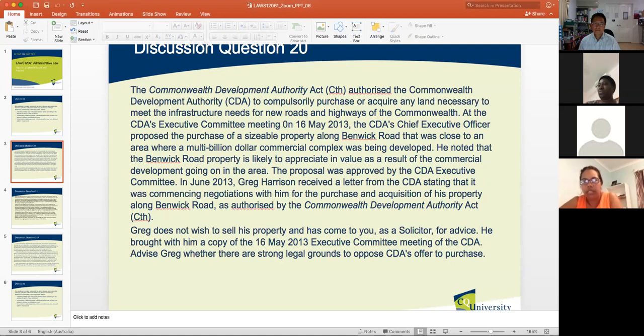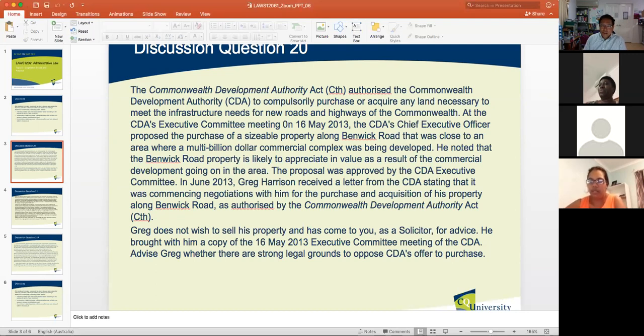In June 2013, Greg Harrison received a letter from the CDA stating that it was commencing negotiations with him for the purchase and acquisition of his property along Benwick Road, as authorised by the Commonwealth Development Authority Act, Commonwealth. Greg does not wish to sell his property and has come to see you as a solicitor for advice. He brought with him a copy of the 16 May 2013 Executive Committee meeting of the CDA. Advise Greg whether there are strong legal grounds to oppose CDA's offer to purchase. Thank you, Anthea.